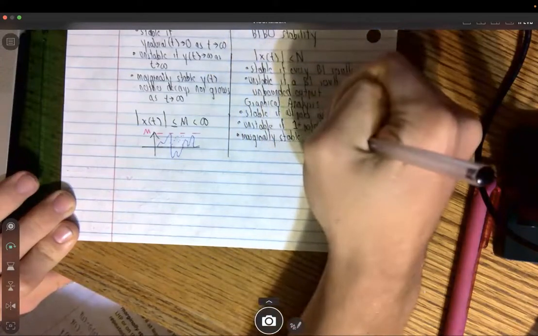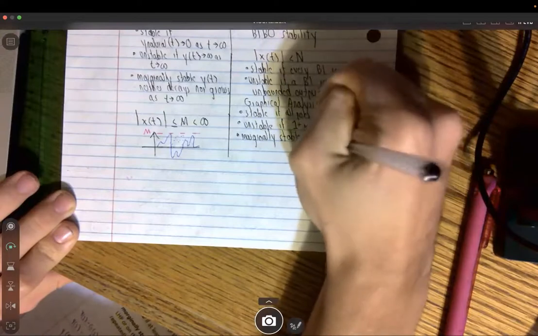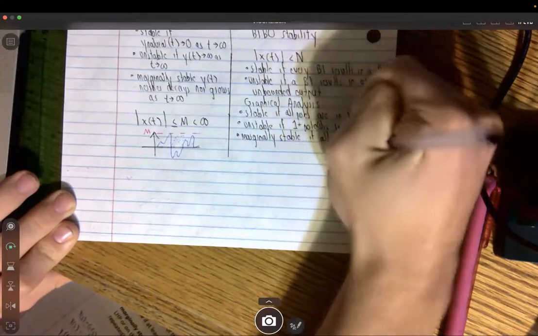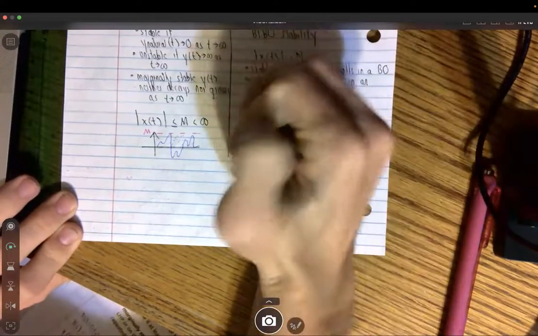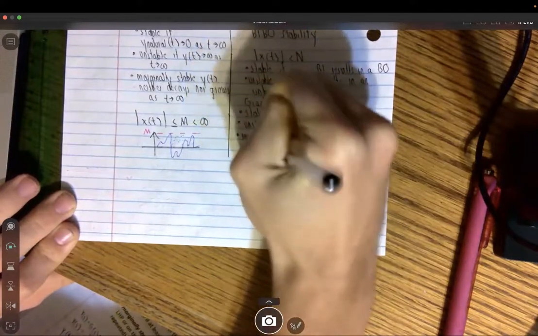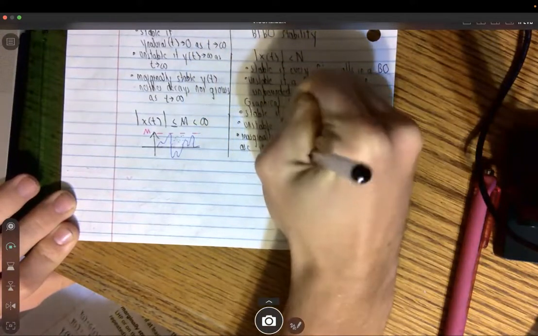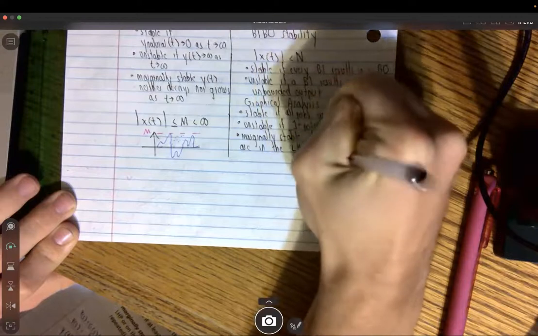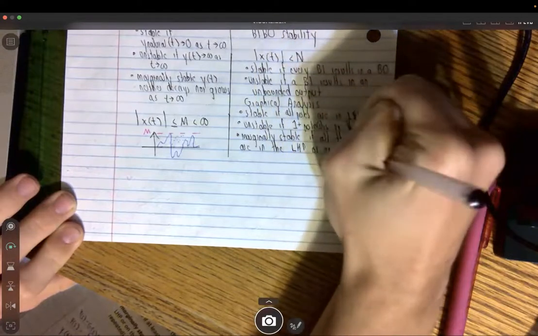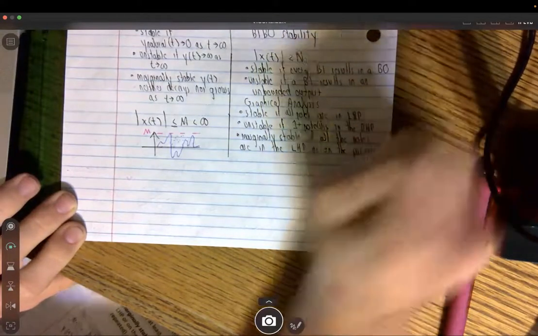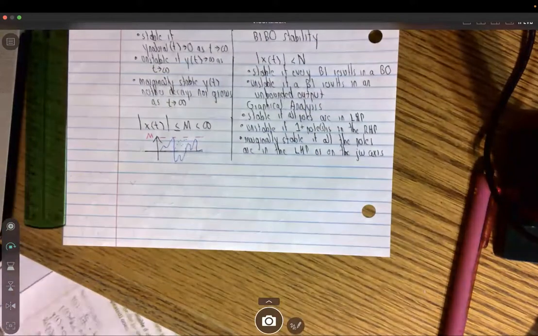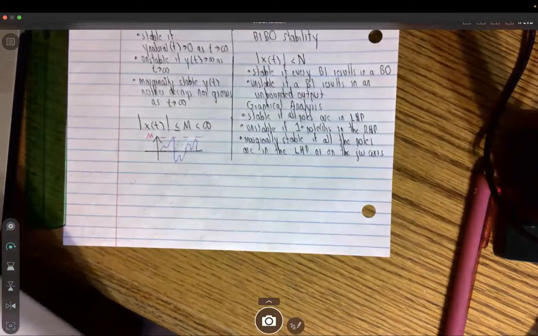if all the poles are in the left-hand plane or on the j omega axis. And so that's the big thing we basically have to determine.